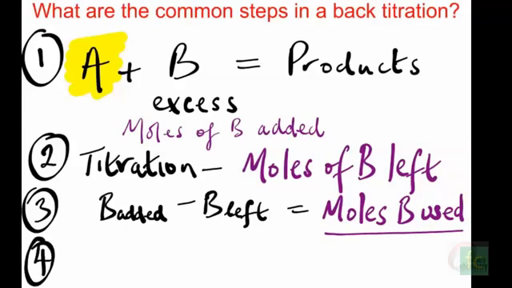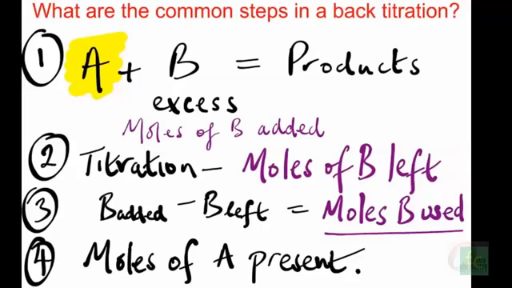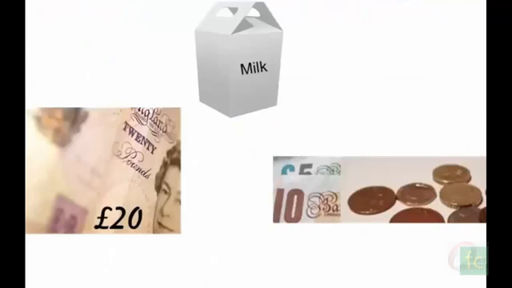If you take the number of moles of B left from the moles of B added, you'll get the number of moles of B reacted or used, and from that, in step 4, you'll be able to work back and determine how many moles of A must have been present. So those are the steps.